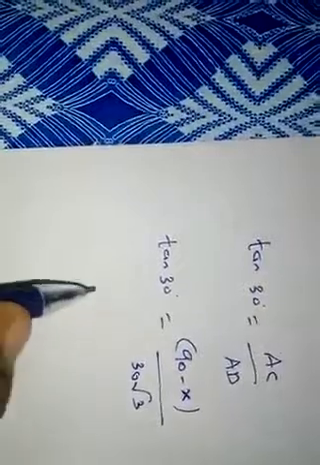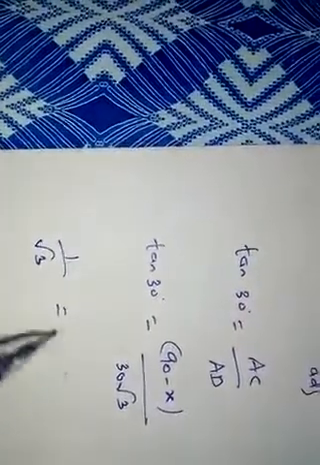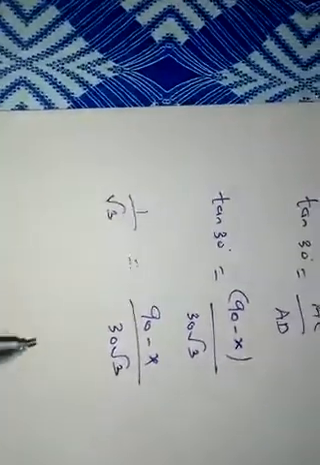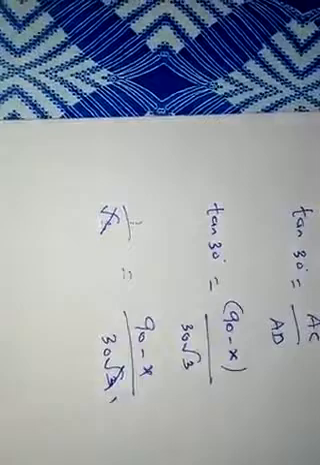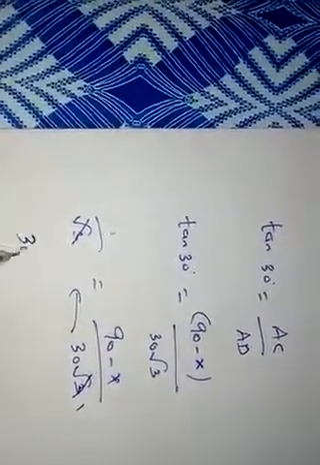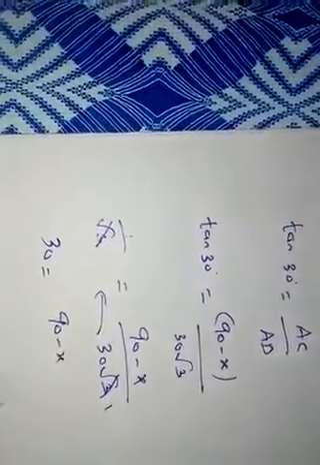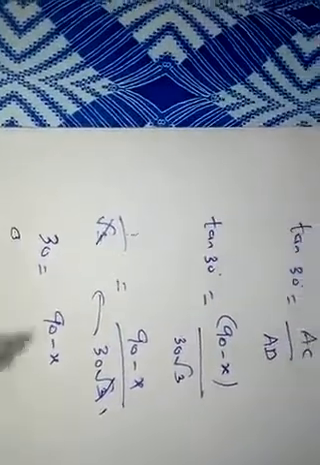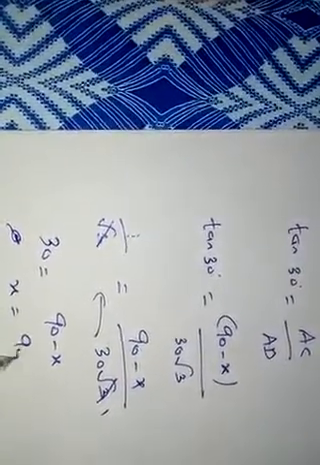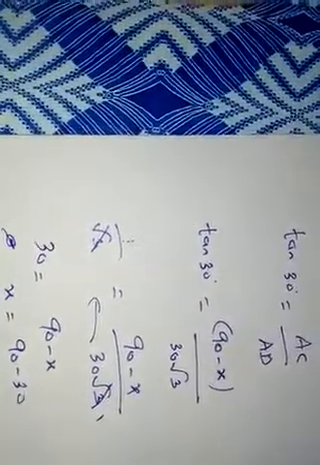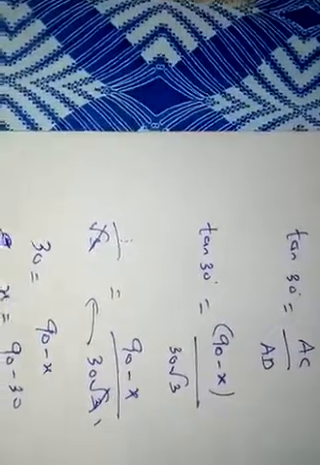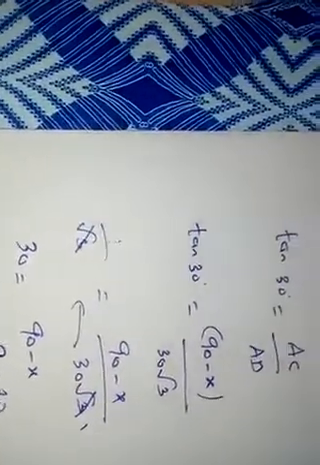Now what is the tan 30 degree value? That is 1 by square root of 3 is equal to 90 minus x divided by 30 root 3. Here you observe the root 3 here, root 3 here cancel. So by cross multiplication 30 will come here. 30 is equal to 90 minus x. Now again I am rearranging. When the minus x comes to left side, it will become positive x. Now 90 minus 30. Therefore x is equal to 90 minus 30, which is 60 feet. x is equal to 60 feet.